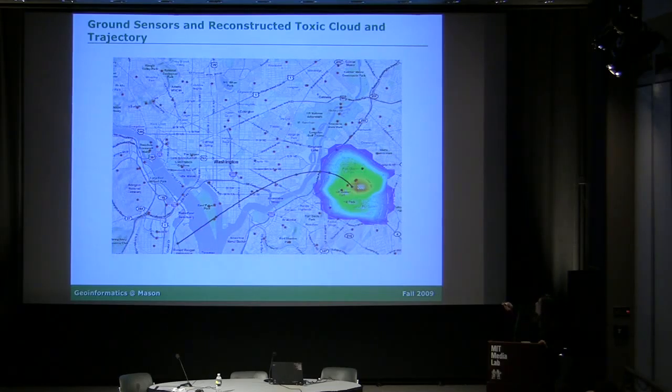Now, this is a way to use our approach to reconstruct how a toxic cloud moved over an area and how it looks. You see it started from here, and the nodes represent where it was over time.